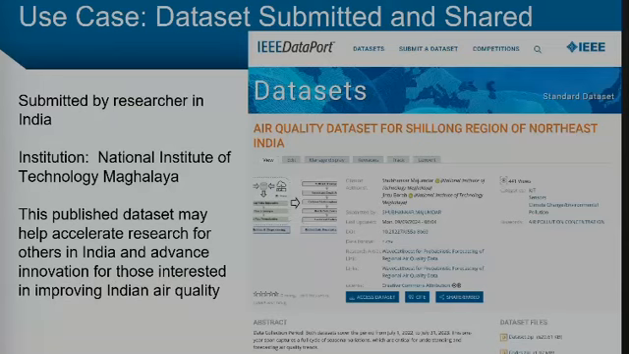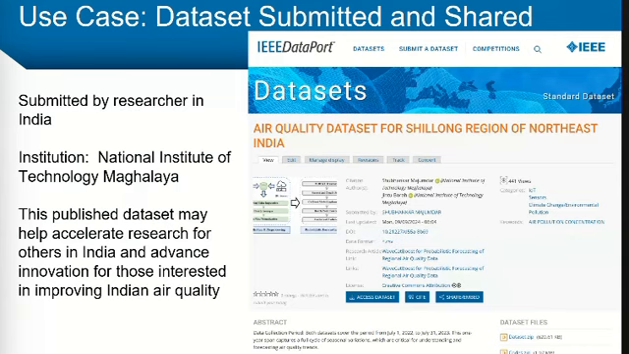Let me give you one example or sample use case of a data set from India. This is an air quality data set from Shillong. It was from the National Institute of Technology, Meghalaya, and the submission was done by them. It is one of the very good data sets available on IEEE DataPort. And many BTech students are also submitting. I forgot to add that particular data set information in this slide.